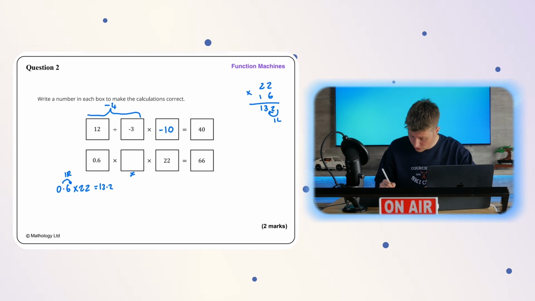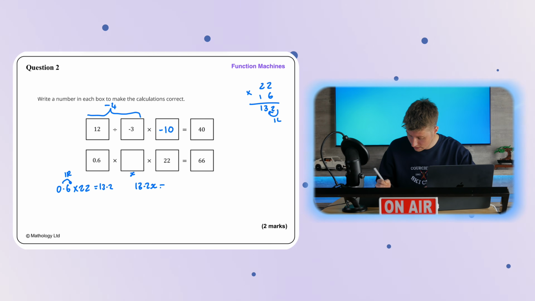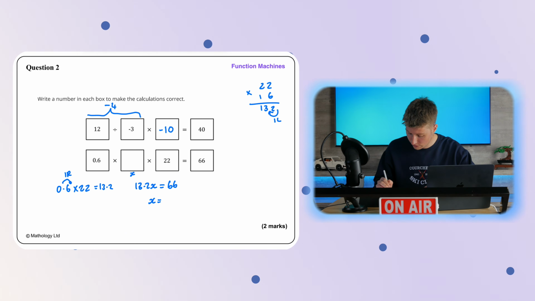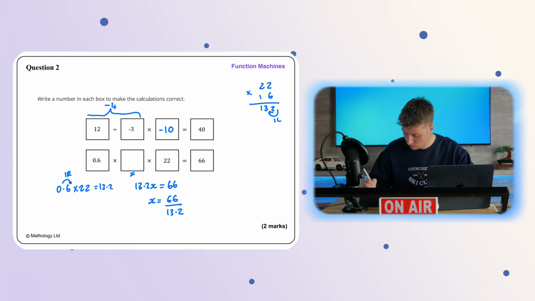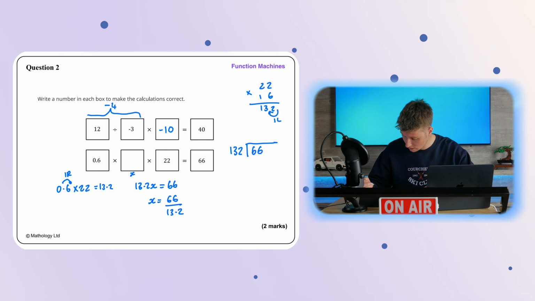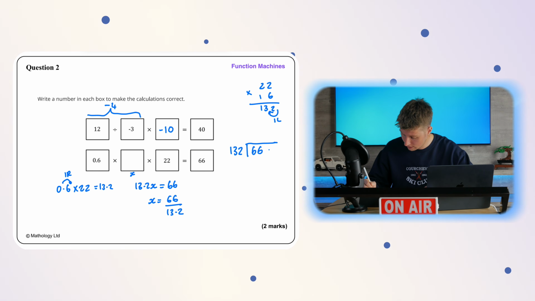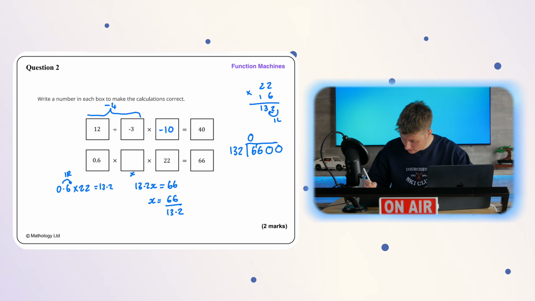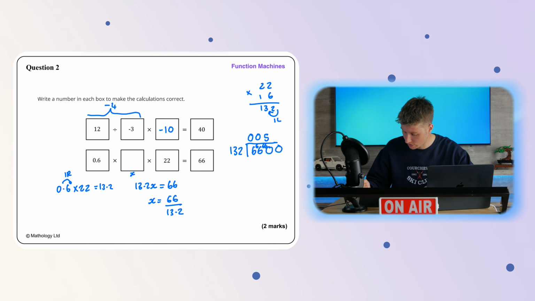So we've got 13.2 multiplied by x, and this is equal to 66. To get x on its own, I'm going to divide both sides of the equation by 13.2, so 66 divided by 13.2. To do this, I'm going to use the bus stop method. I'm going to do 66 divided by 132 and then put the decimal point back in. So how many 132s go into 6? That's 0, carry the 6. That's also going to be 0, carry 660. And there's 5 132s that go into 660.